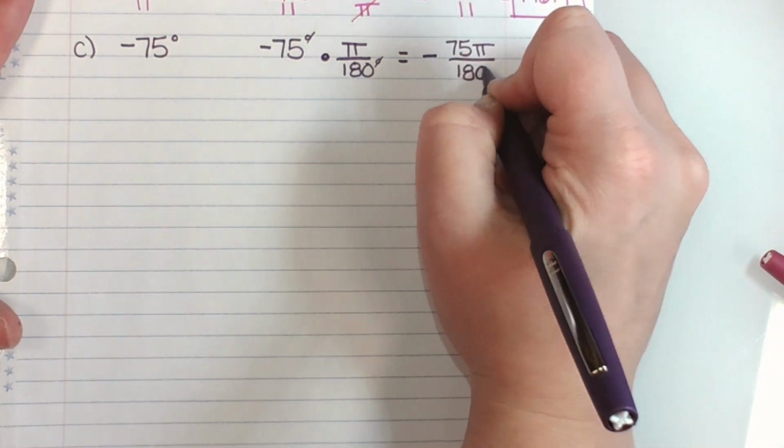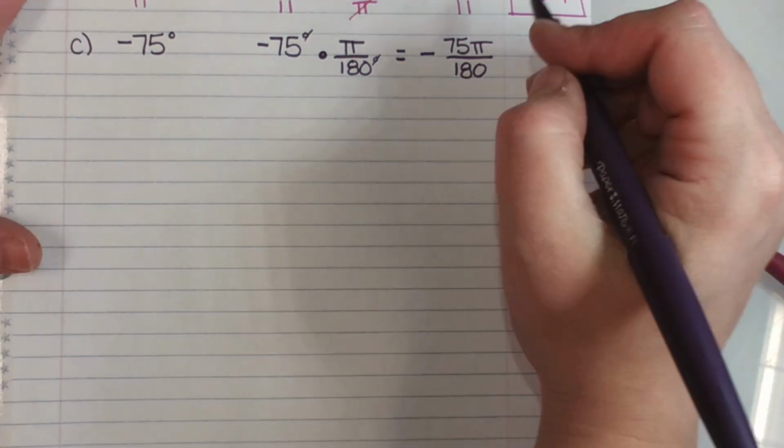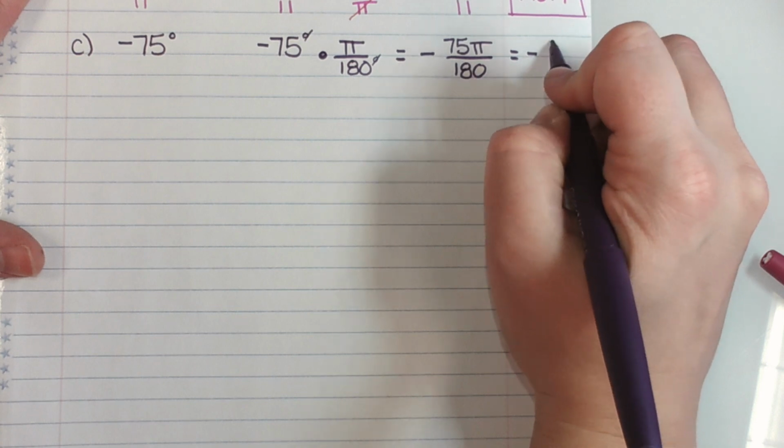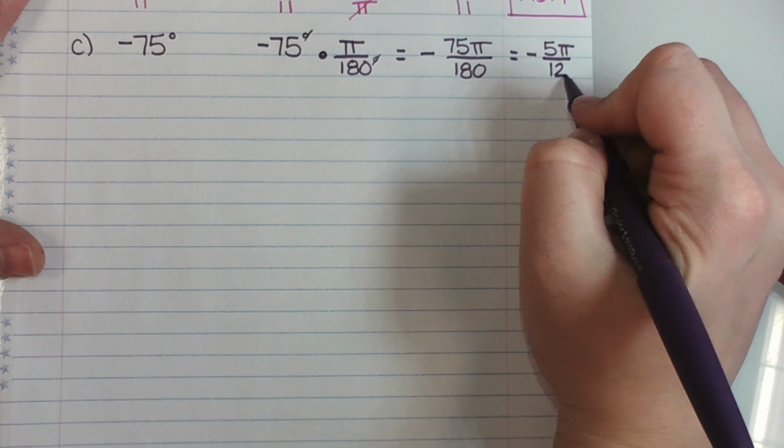Can I simplify the fraction? Yes, if you can simplify it, do so. What does it become? Negative 5 pi over 12.